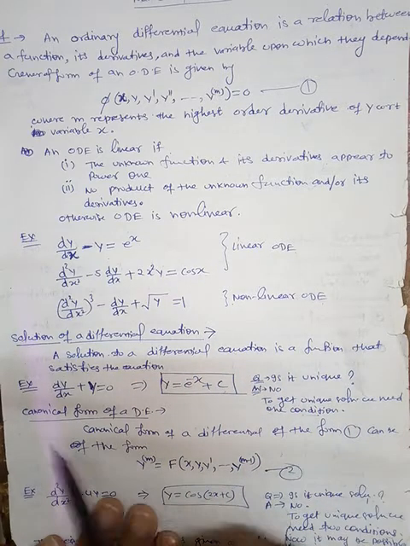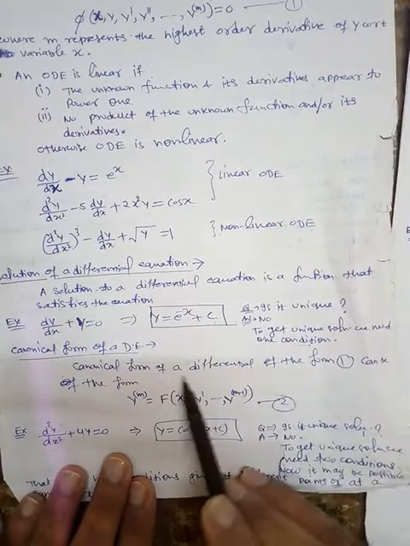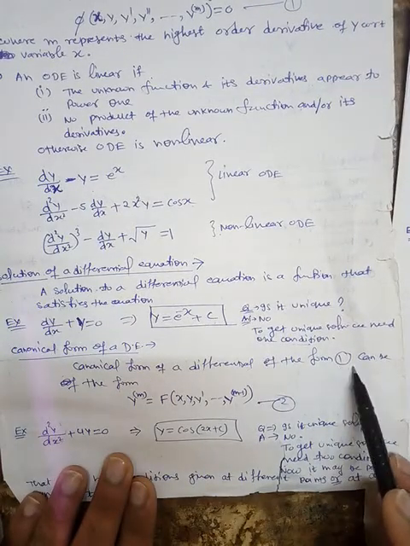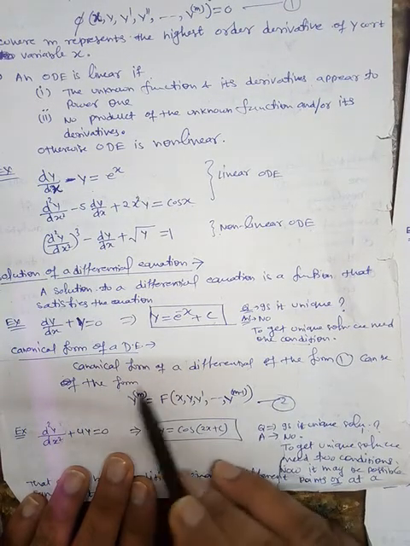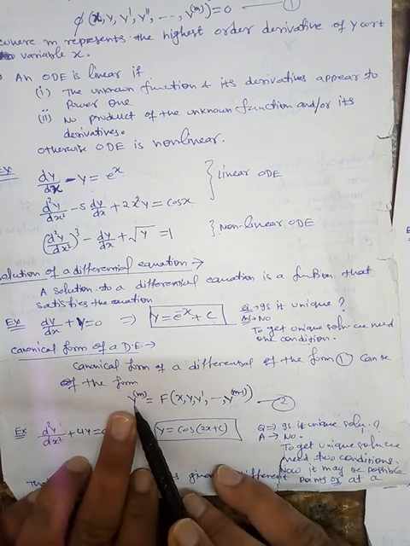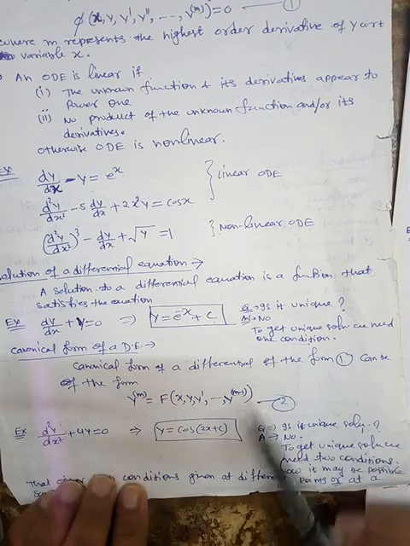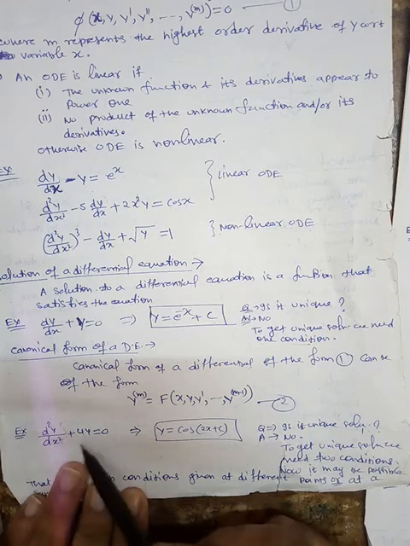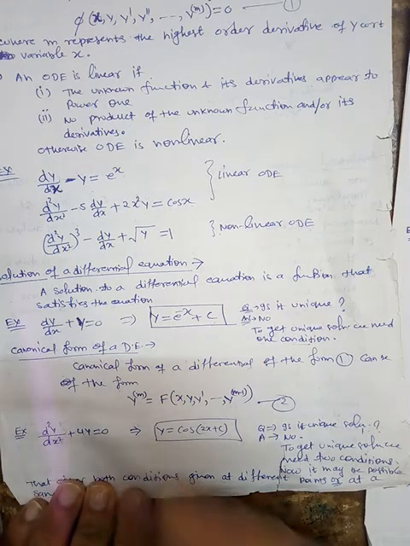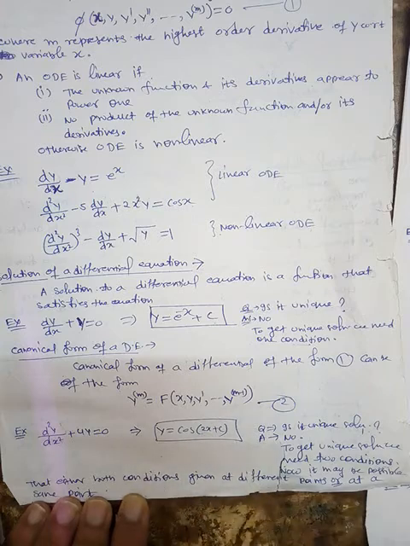Similarly, this is the canonical form of a differential equation. The canonical form of a differential equation can be of this form. Here we have taken the highest order derivative on the left hand side and the rest of the terms on the right hand side. So the canonical form will be d2y by dx2 is equal to minus 4y. Then we will solve this equation and its solution is given by this.